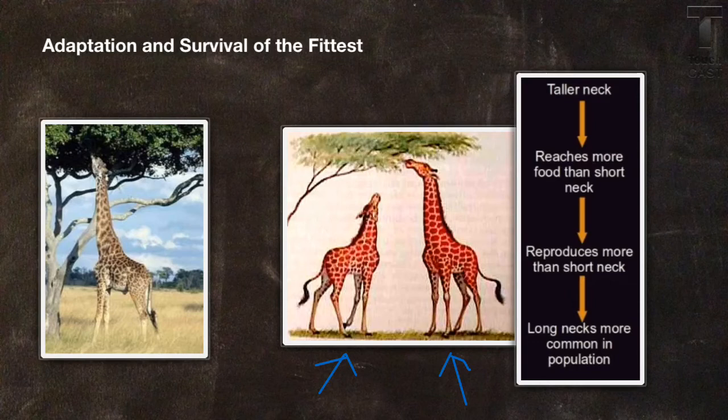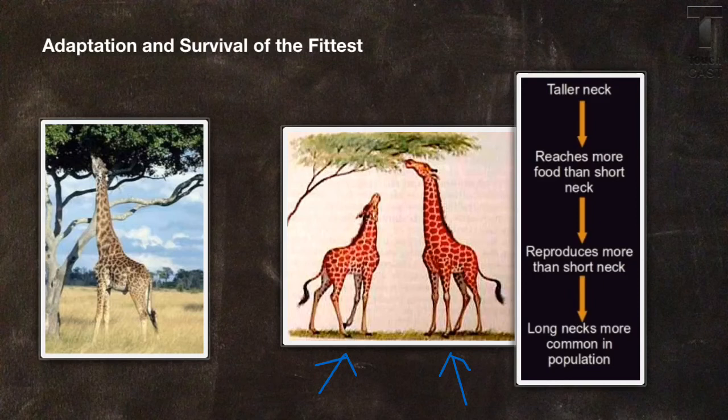Now what's going to happen is the giraffes with the long necks are going to be able to get to their food source easier. So they have a better rate of survival, and they are going to reproduce more than the giraffes with the short neck. So eventually the giraffes with the long neck are going to reproduce more, and then they will overpopulate the short neck giraffes, and eventually they will die out.